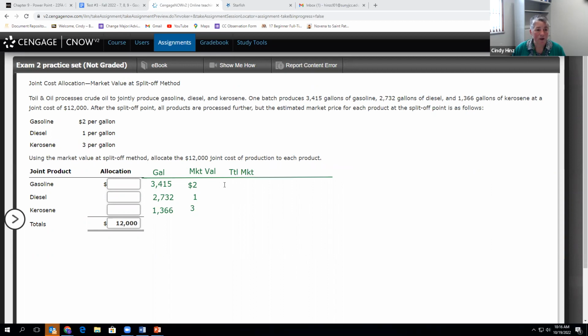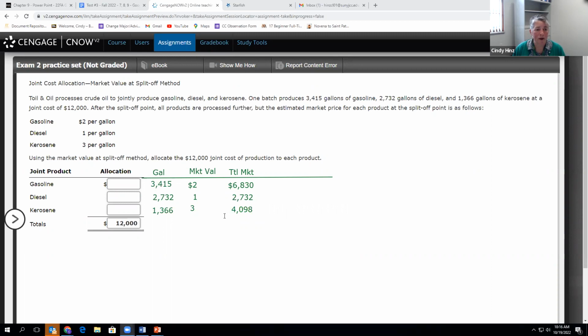Just multiplying across. If we have 3,415 gallons of gasoline at $2 per gallon, that's $68.30. And diesel at $1 a gallon, 2,732. And for kerosene, 1,366 gallons at $3 a gallon. Total market value, $4,098.